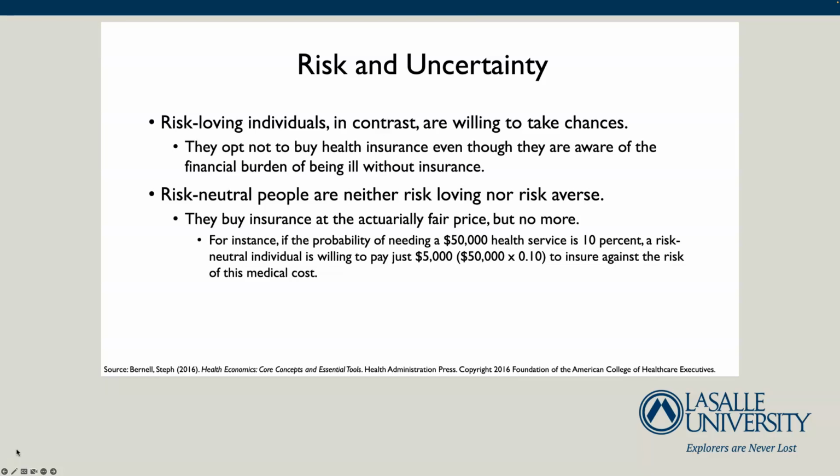So, for instance, say the probability of needing a $50,000 health service is 10%. A risk-neutral individual would be willing to pay just $5,000, or the cost of the health service multiplied by the probability of needing that health service, to insure against the risk of this medical cost.